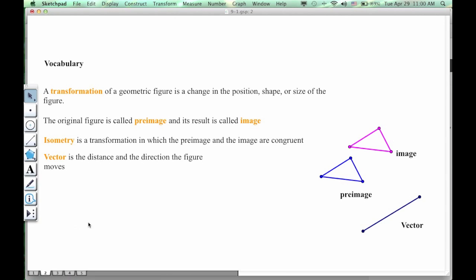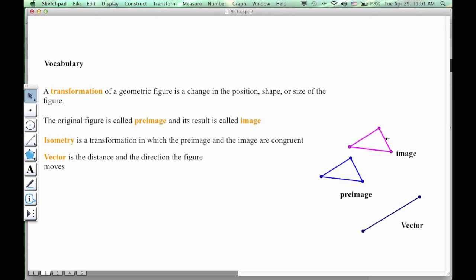Transformation is a change in position, shape, or size of the figure. Pre-image is the original figure before we change anything, and image is the figure after we have transformed it. Isometry is a type of transformation in which the pre-image and the image are congruent.